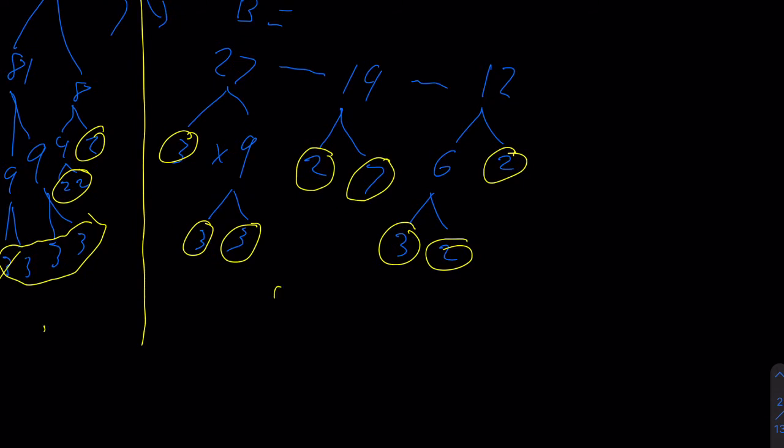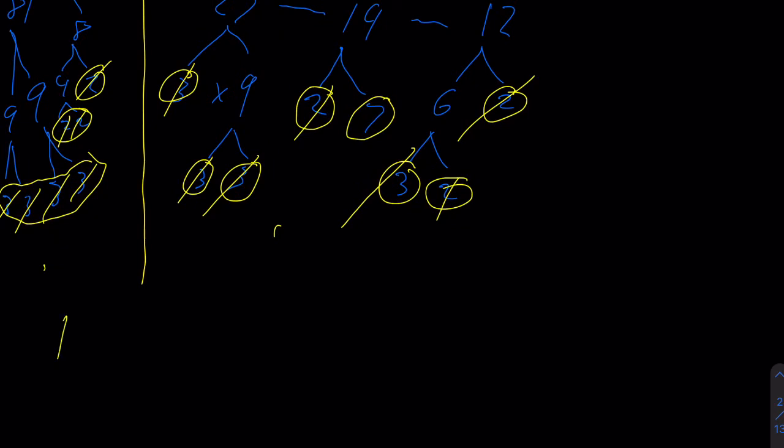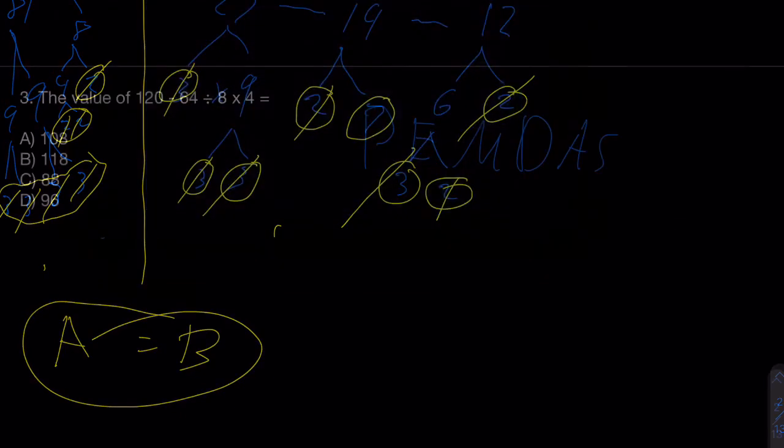So let me show you. So 3, 3, another 3, another 3. Took a 3, took a 3, I took a 3, and you keep going. 2, 2, 2, 2, and 2, 2. And as you guys can see, we're left with a 7 and a 7. So actually, A is equal to B. And in that case, the answer would be C.